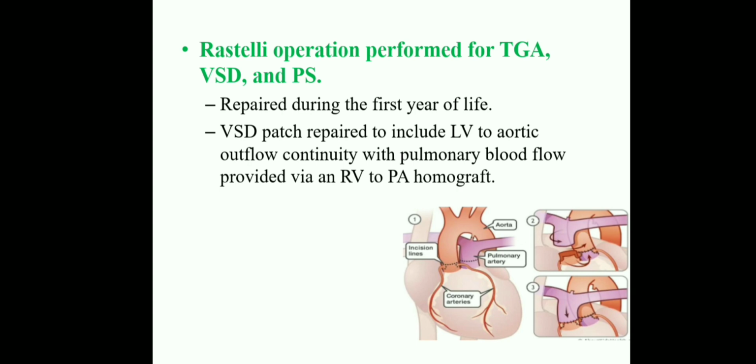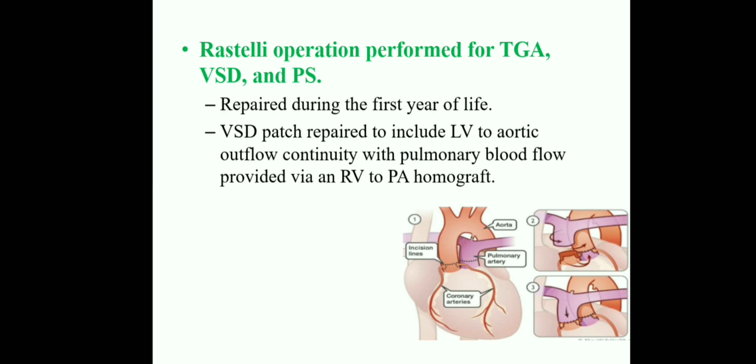And coming to the next surgical intervention, that is the Rastelli operation procedure for TGA with VSD and pulmonary stenosis. What they are doing in this operation: Rastelli means the repair is done during the first year of life. Okay, this surgery is done during the first year of life. And then VSD, that is ventricular septal defect, patch repair, to include left ventricle to aorta outflow, continuous with the pulmonary blood flow provided via the right ventricle and pulmonary homograft.